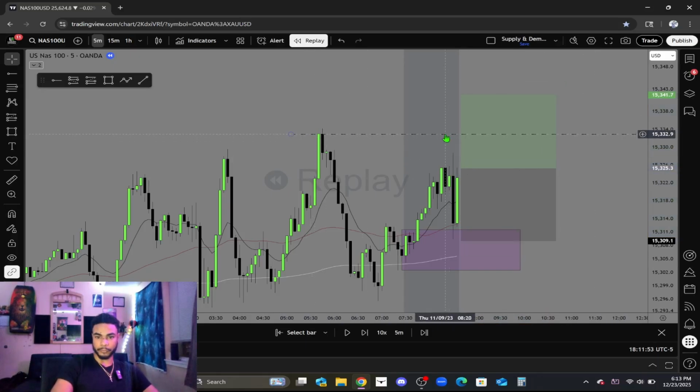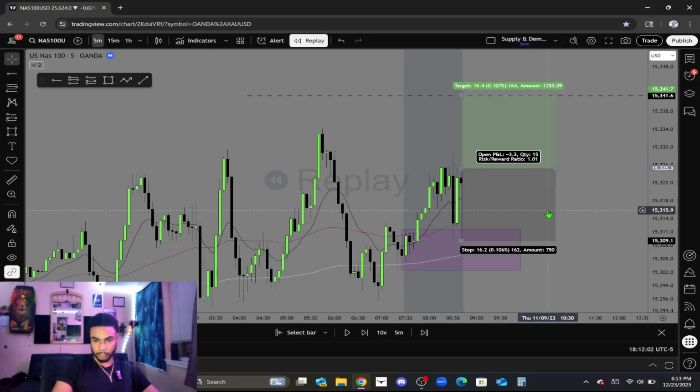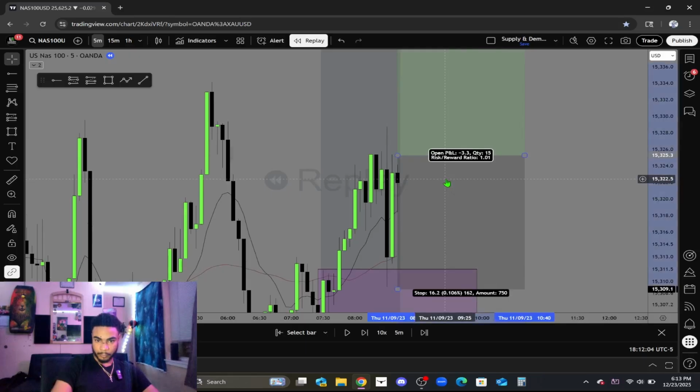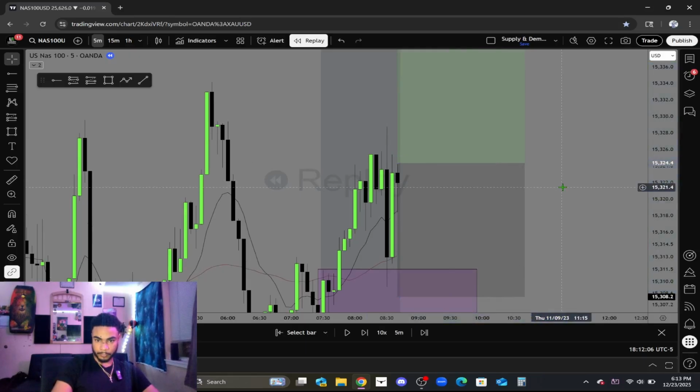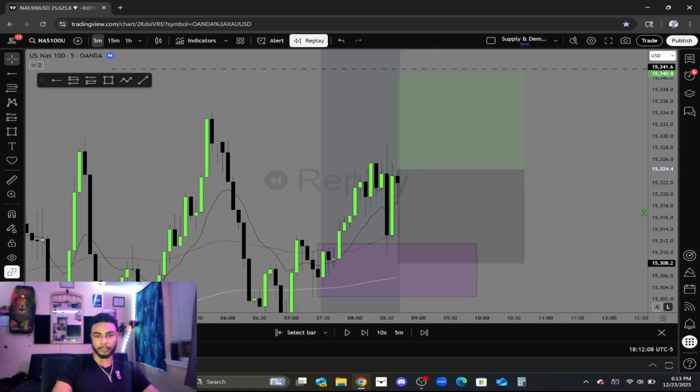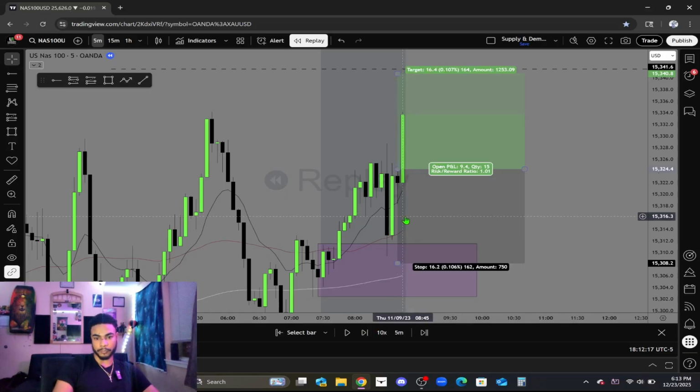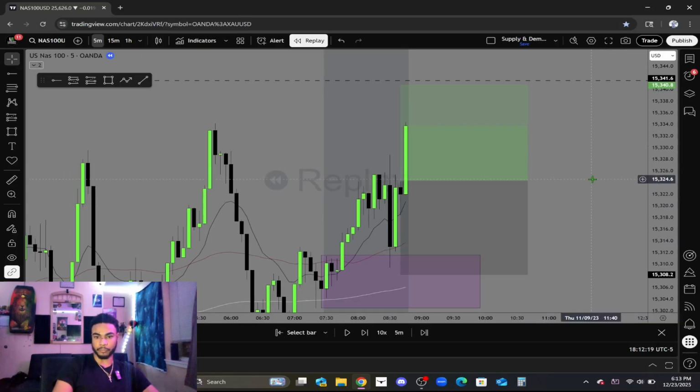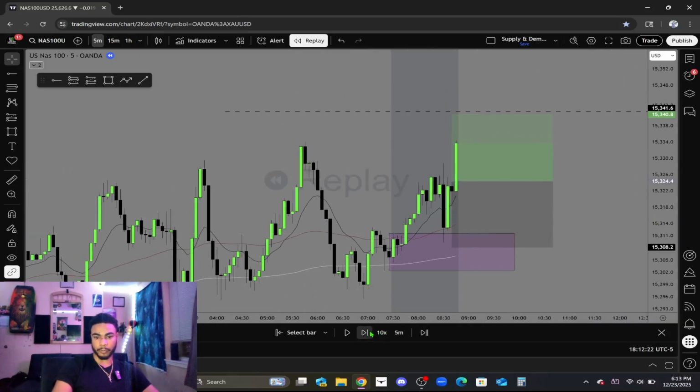We see that this is the resistance. And let's see what would have happened. 1-to-1. Okay, we're still not in the trade. Price created, okay, boom. So now our entry is off of this candle, not off the other one. Still 1-to-1. Boom. Okay, we got in the trade. This is 8:45. Right now we're in the trade. Let's see if a 1-to-1 gets hit.